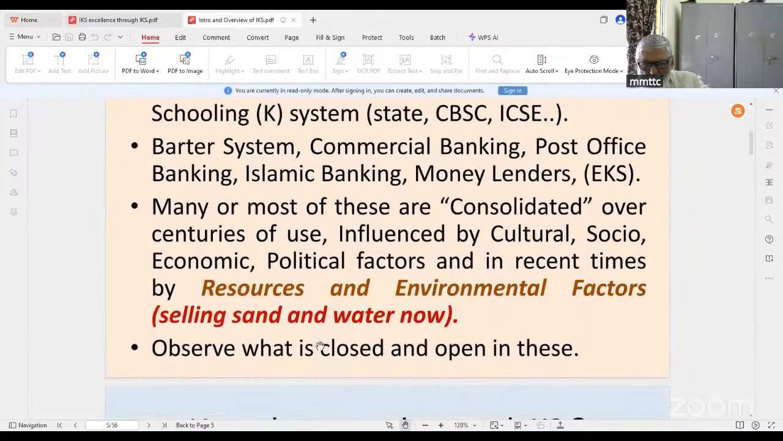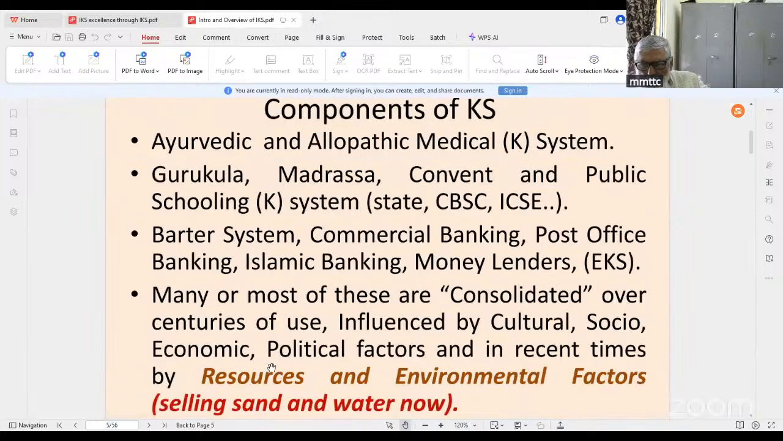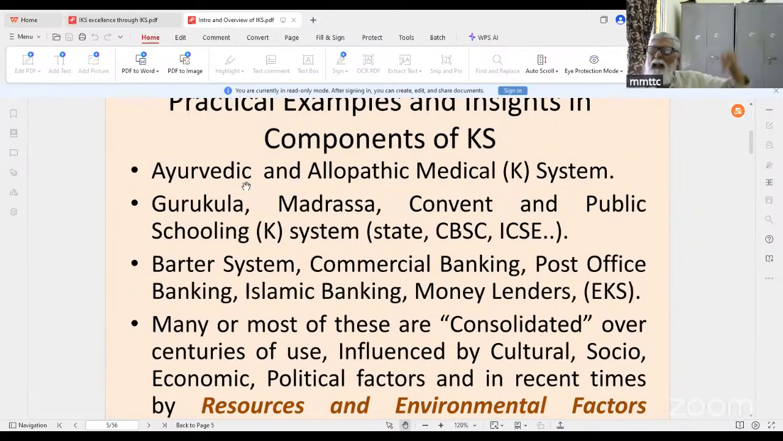Now you can observe what is closed and open in this. For example, typically these components of the knowledge system are quite closed. When you go to an Ayurvedic doctor, he will explicitly say that you should not take any antibiotics or any allopathy medicine. When you go to an allopathy doctor, he will say don't take any Ayurvedic medicine. So this is how systems are closed. These are subsystems, but eventually the whole system also is closed like this.